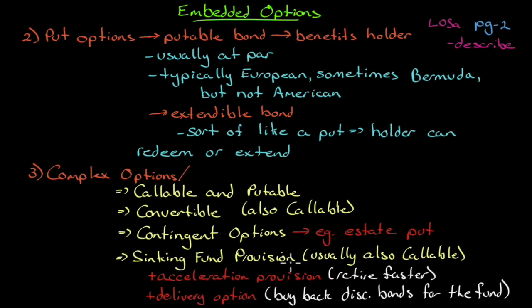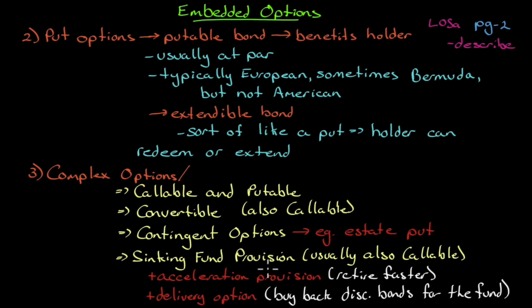So rather than retiring 5% of the fund every year, you might be able to do 2 times or 3 times, 10% or 15%. And a delivery option. Sinking fund provision means that every year, let's say on a 20-year bond, I have to put 5% of the available funds with a trustee.